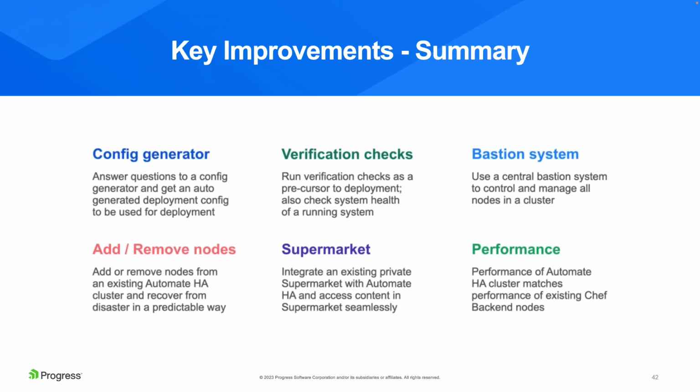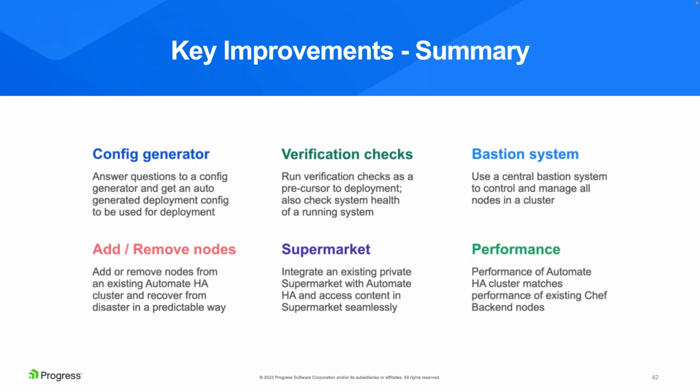What are the key improvements of Automate HA from Chef Automate 4.10 in general? An interactive CLI utility is available which can help generate deployment configurations. A validation and verification utility are available which can be used to ensure that a stable system is deployed and also to check the health of a running system. The Automate HA cluster can be managed from a central Bastion system. One need not go into different systems to study the current state or modify them. From within the CLI of a central Bastion system, the entire cluster can be managed and controlled.